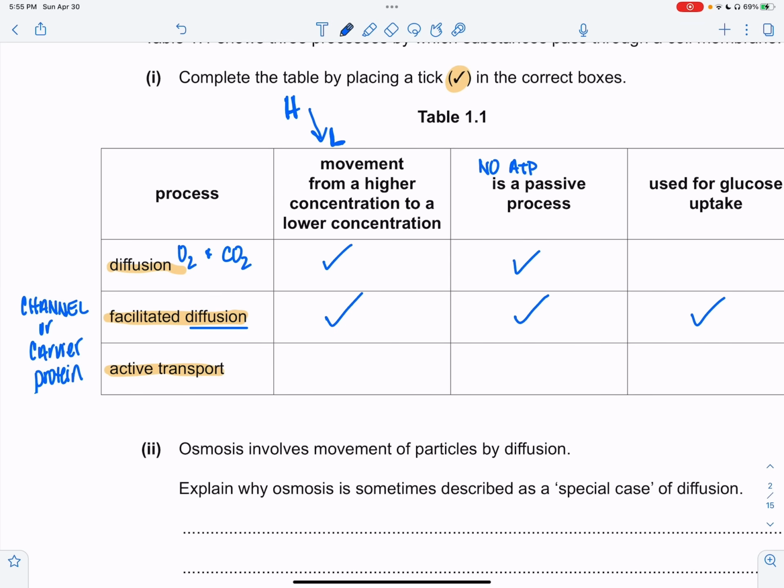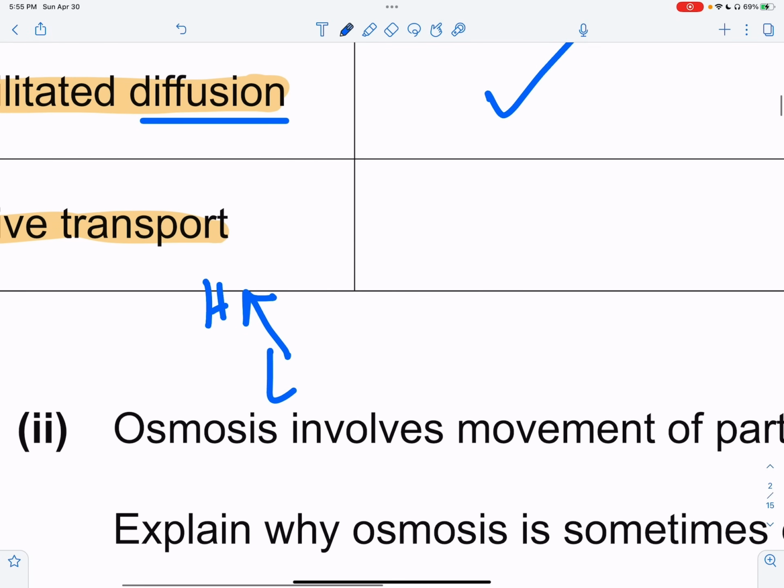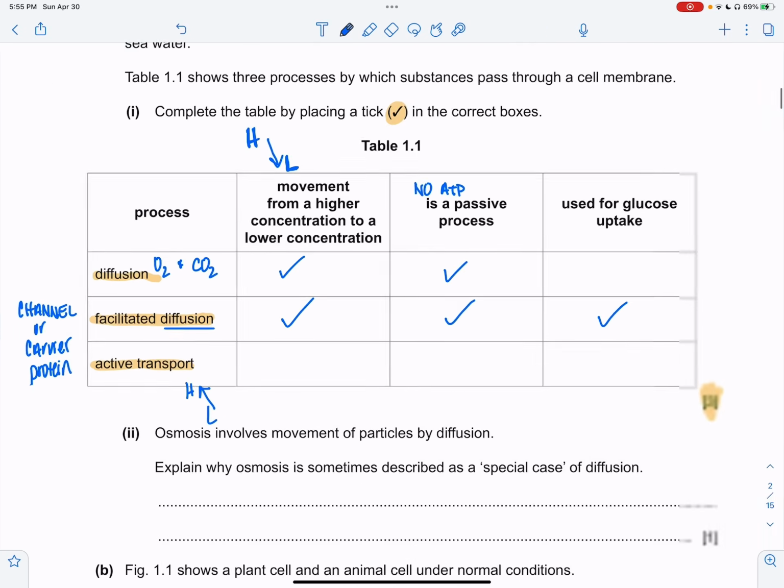Active transport does not move something from a higher concentration to a lower concentration. Active transport moves things from a lower concentration to a higher concentration. And in the same analogy of your car, if you're moving your car from a low elevation up a hill to a high elevation, you would need to turn it on, use energy, use gas, and so that requires energy. So we're not going to do a tick mark in the first box. It is not a passive process. It does require ATP, and we can use it for glucose uptake. And again, this would be when we would use a carrier protein, and ATP would be required.